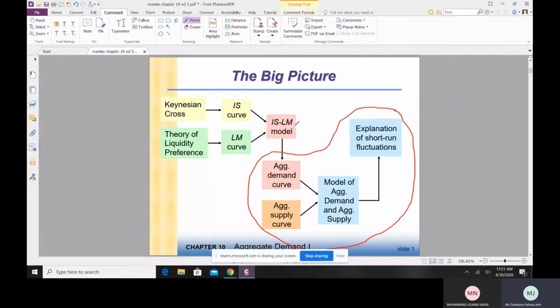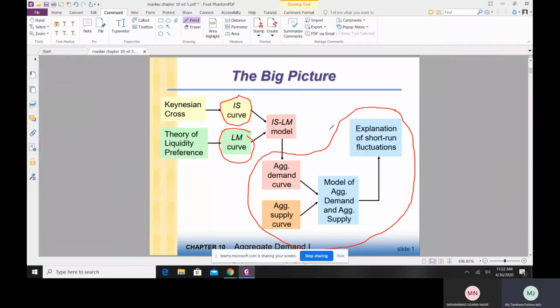Okay, so IS stands for investment and saving, and the LM curve stands for liquidity and money. The IS curve actually captures what is happening in the goods market, whereas the LM curve captures what's happening in the money market. And the way you derive the IS curve is with the help of the Keynesian cross, and the way you derive the LM curve is with the help of the theory of liquidity preference.